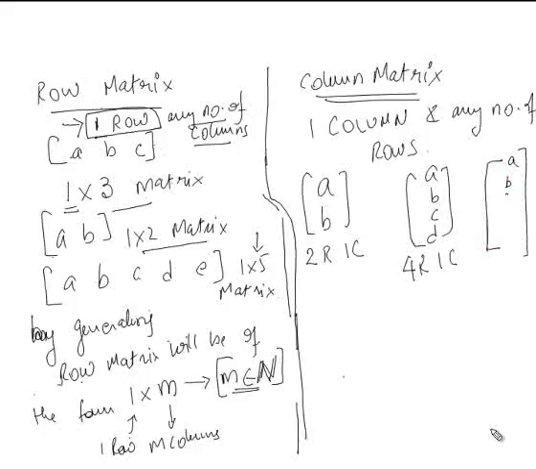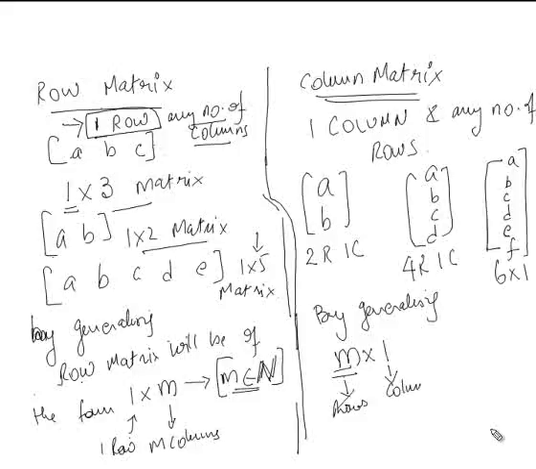A, B, C, D, E, F. This is 6 cross 1. So by generalizing, what can I write? By generalizing, a column matrix will be of the form m cross 1, where m is the number of rows. This is the column. Correct? And m is a natural number.